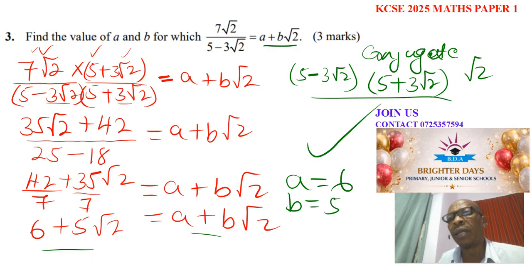If you are able to accomplish that, then you get those 3 marks. I hope you have understood how we multiply with the conjugate. The conjugate of 5 minus 3 root 2 is 5 plus 3 root 2. When you multiply by the conjugate, in the denominator we were able to remove the surd, so we were left with a whole number, which we simplified to get a and b. So that's how you work it out.